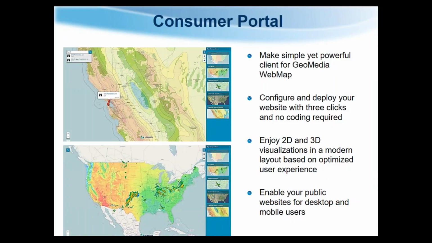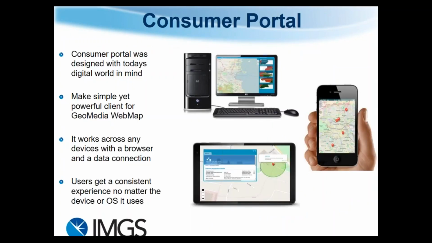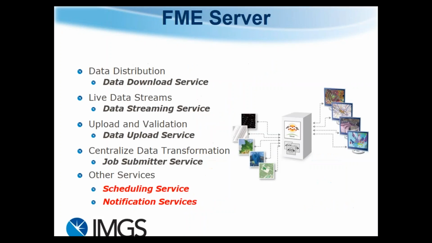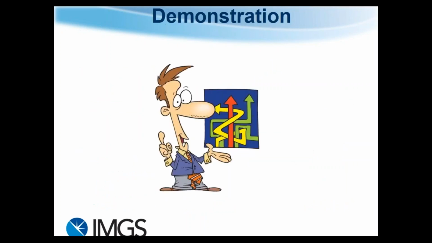The reason why it was very, very easy for us to enable for public use is that it works using a consistent experience, no matter what the device and the OS is. For those of you who don't know FME, which is the alert side of it, it comes in 3 different flavors, which is FME Desktop, FME Server and FME Cloud. Today we'll be focusing on FME Server. As we all know, FME Server covers quite a lot, but the two features we use are the scheduling service and the notification service, which is highlighted in red at the bottom.